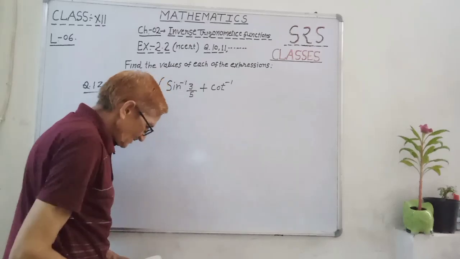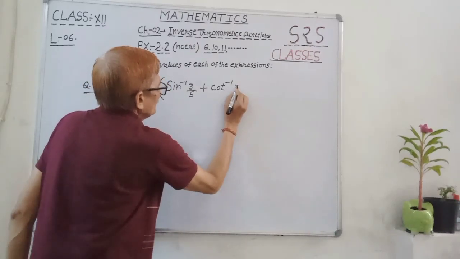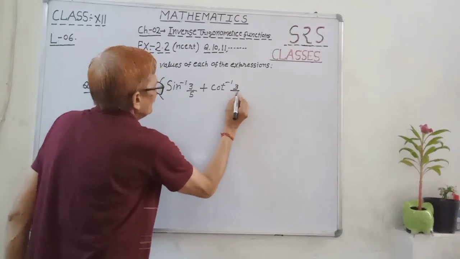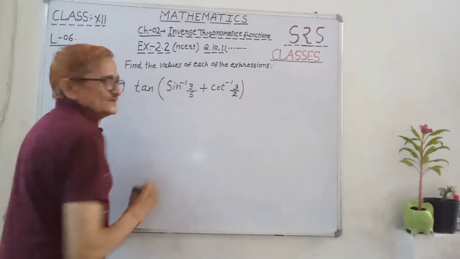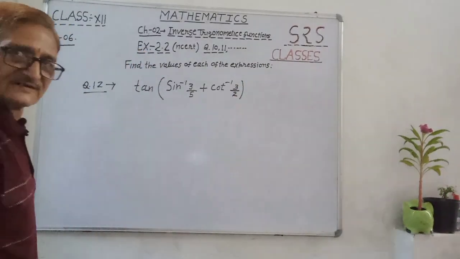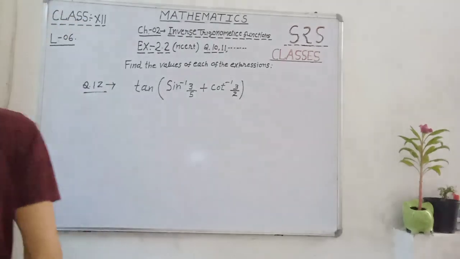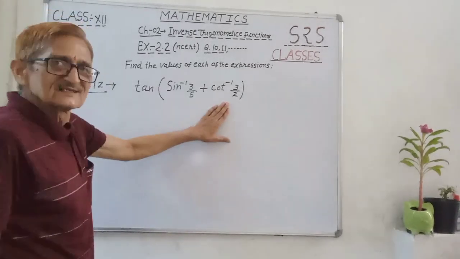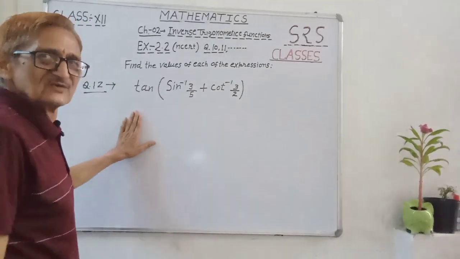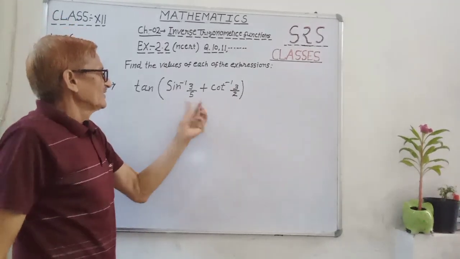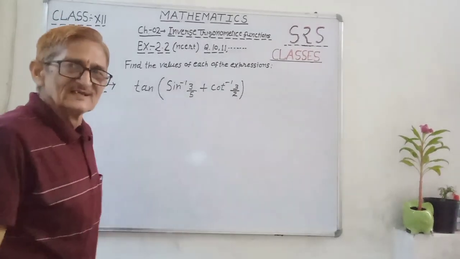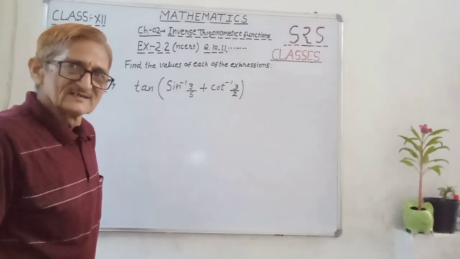Cot inverse 3 upon 2. Yes, understand. Now the question is that inside there are inverses and outside only trigonometry. So these inverse values, how can we take them in the tan inverse form?